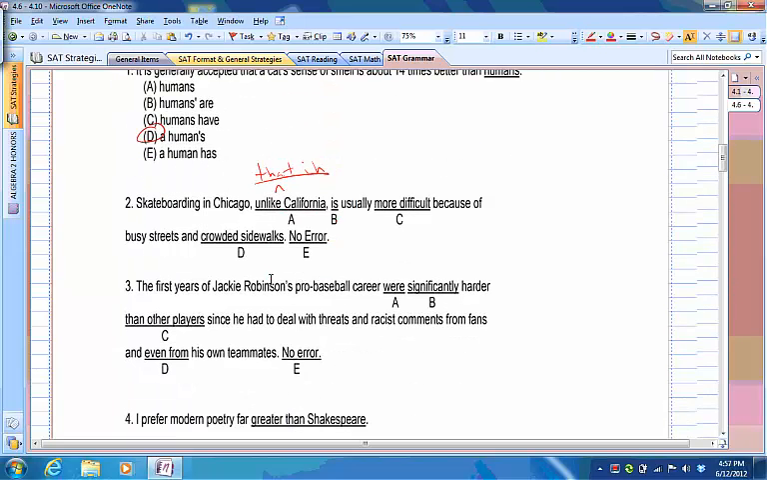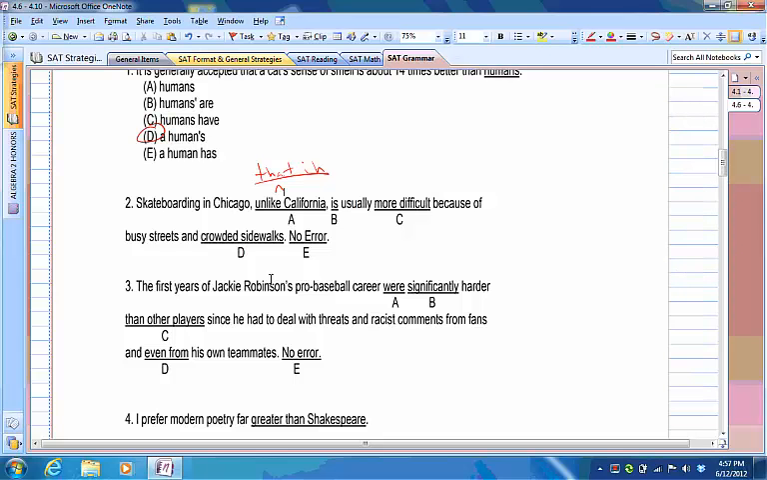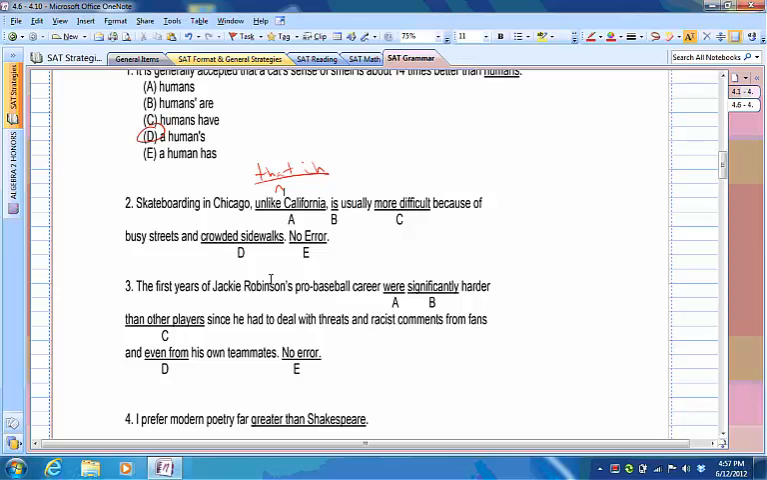The first years of Jackie Robinson's pro baseball career were significantly harder than other players, since he had to deal with threats and racist comments from fans and even from his own teammates. So you want to compare the first years of Jackie Robinson's career to the first years of other players' careers. So then those of. And you've got to use those, not that, because years is obviously plural, and those is plural. Or you could say than the first years of other players.